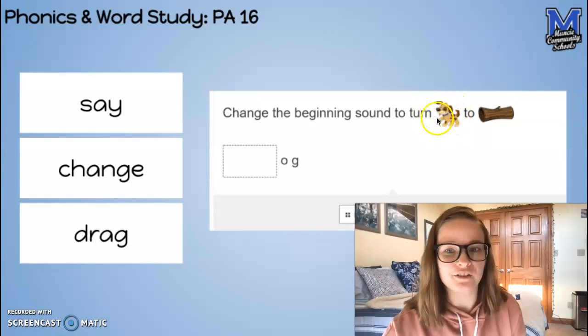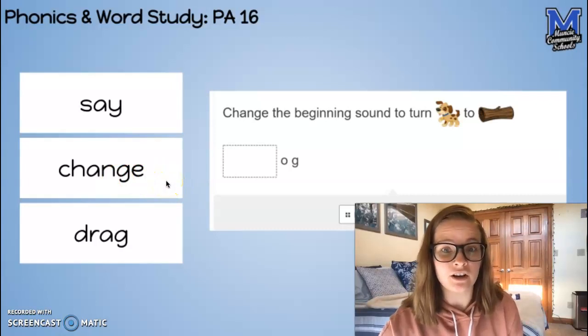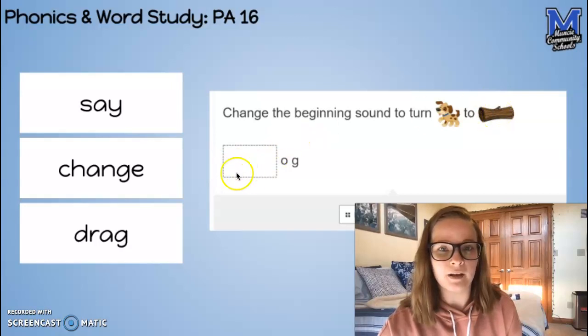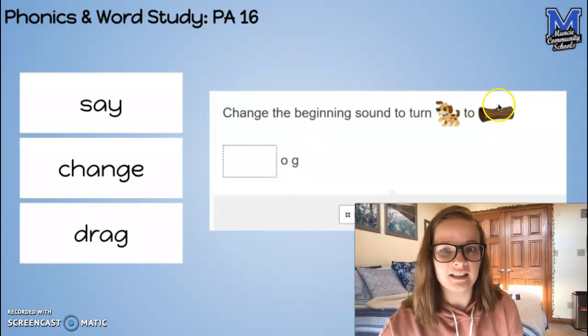So right here is a picture of a dog. Then you need to change the beginning sound of dog to match this last picture. So right here I've got a blank and I have a-g. So I need to turn dog into log.